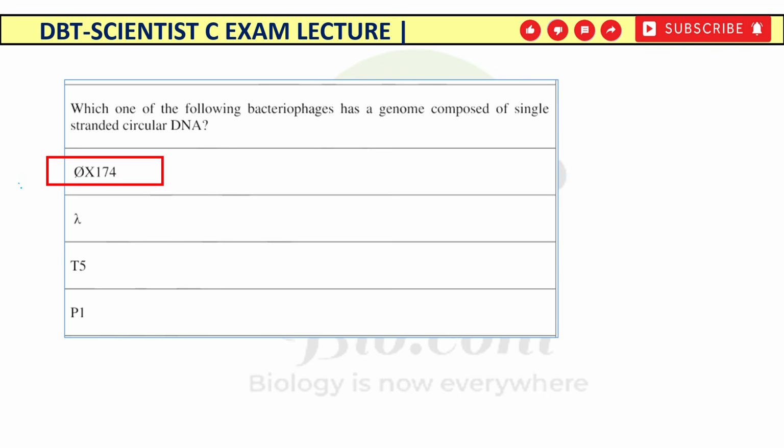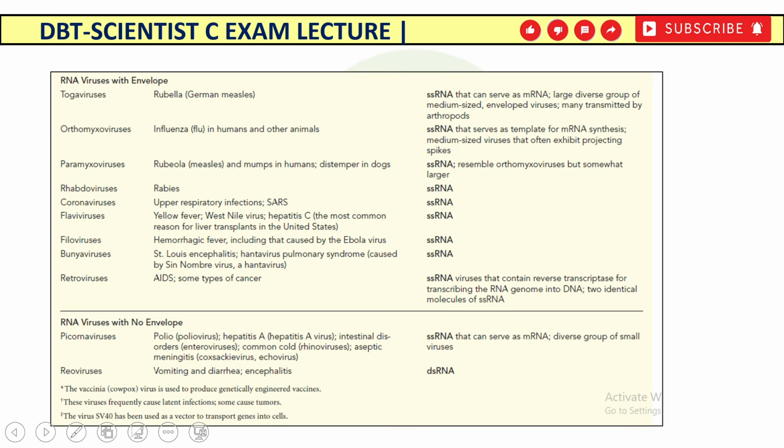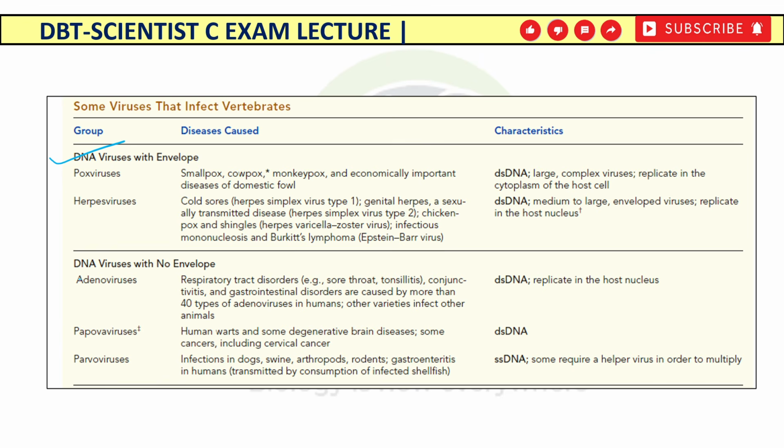So this is phage phi X174. Now here I have included the table so that it will be easier for you to remember it, right? So there are some viruses that infect the vertebrates. So the first category is related to DNA viruses with envelope and DNA viruses without envelope. So in the DNA viruses with envelope, we have pox viruses and we have herpes viruses, right?